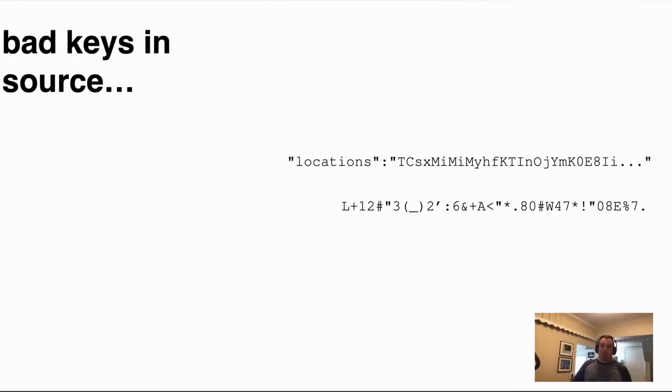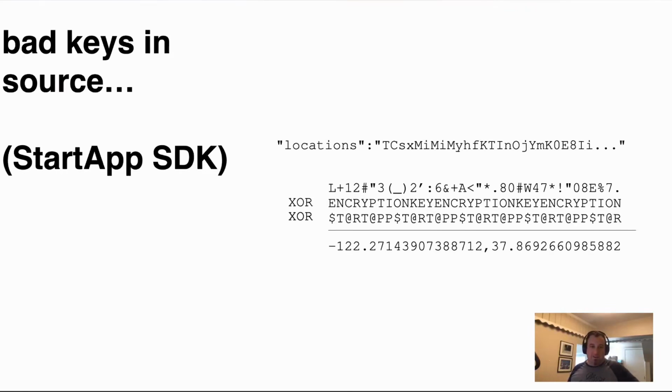So in the traffic, we saw a key name as locations. And we saw this string, which looks like base 64, but when you decode it, you don't get binary. These are all ASCII characters, which was an indication. And what we discovered was happening was that it was just XORing. What it's doing is it takes location coordinates and XORs them with "encryption key, encryption key, encryption key," and then XORs them with "start app, start app, start app" in LeetSpeak, where start app is the name of this SDK.